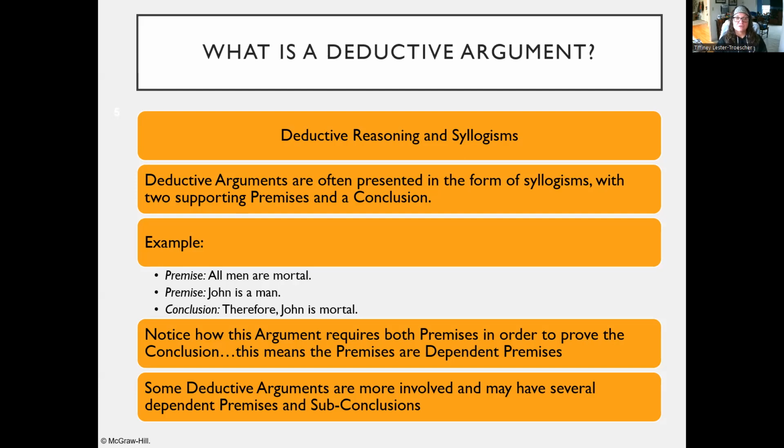So when we have those two premises, and sometimes there might be more than two, those are what we call dependent premises, meaning they all depend on each other to be present in the argument in order for the conclusion to be true, right?